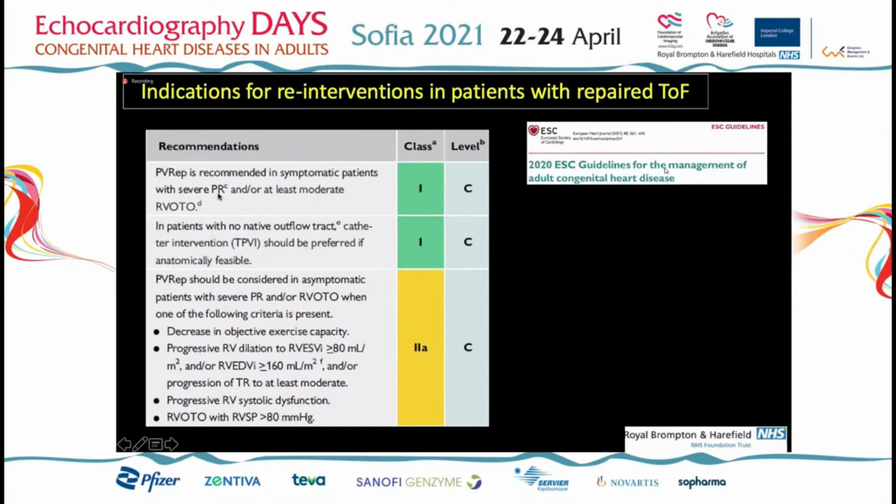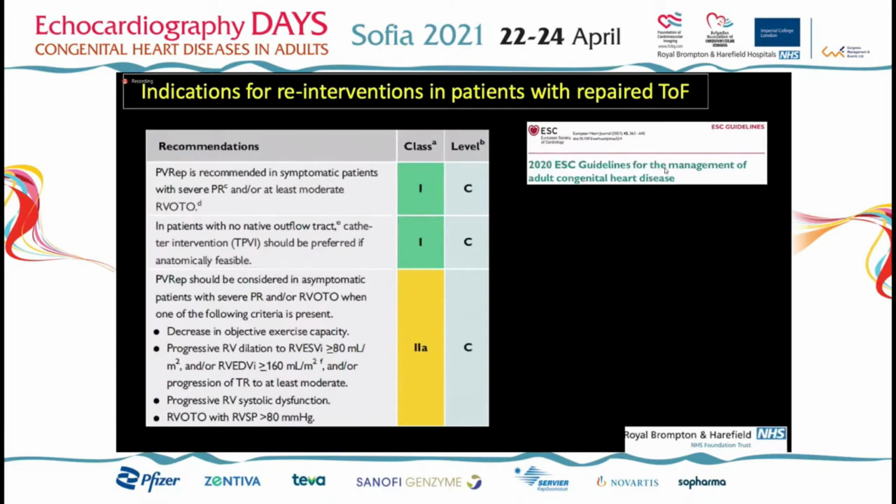Then in patients with symptoms and severe regurgitation, it is accepted that it's a 1C, and the transcatheter interventions are actually now the preferred options when anatomically feasible. But in patients who are asymptomatic, we have to take into consideration other things, like, for example, the volume of the right ventricle by MRI, or the exercise capacity, to compare with previous exercise capacities of that patient in previous follow-ups to see if that is declining or not.